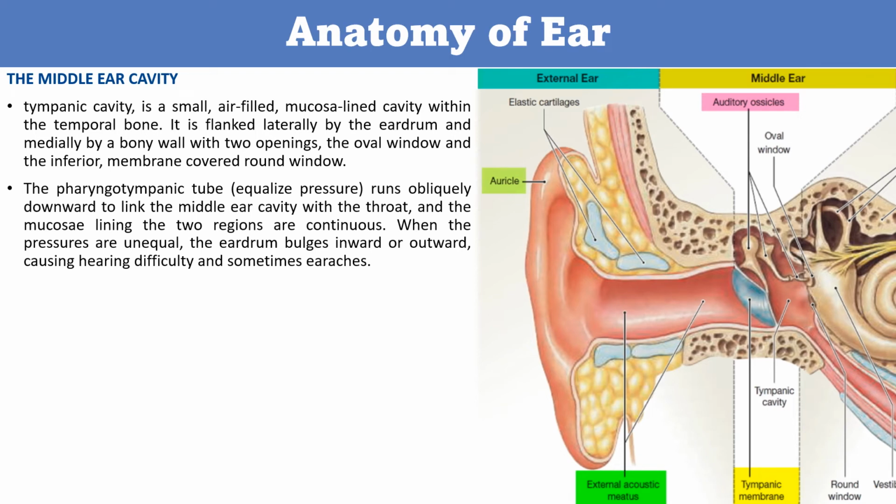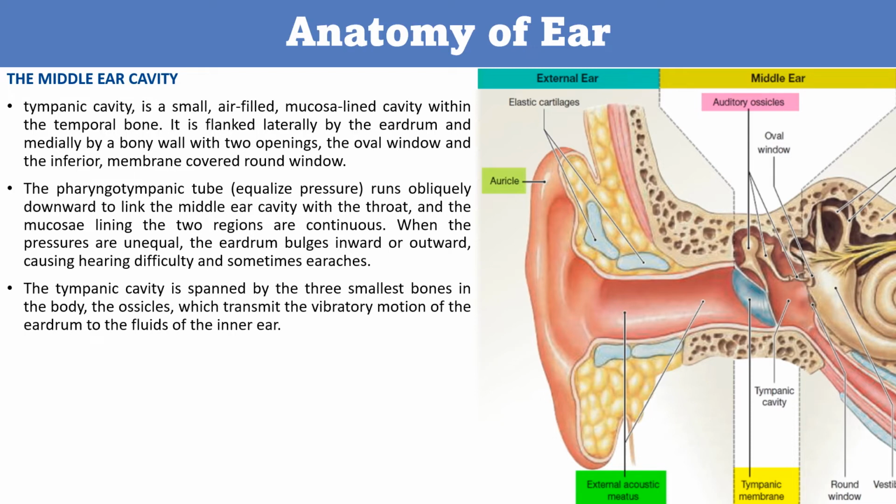The pharyngotympanic tube, which equalizes pressure, runs obliquely downward to link the middle ear cavity with the throat, and the mucosa lining the two regions is continuous. When pressures are unequal, the eardrum bulges inward and outward, causing hearing difficulties and sometimes earaches.